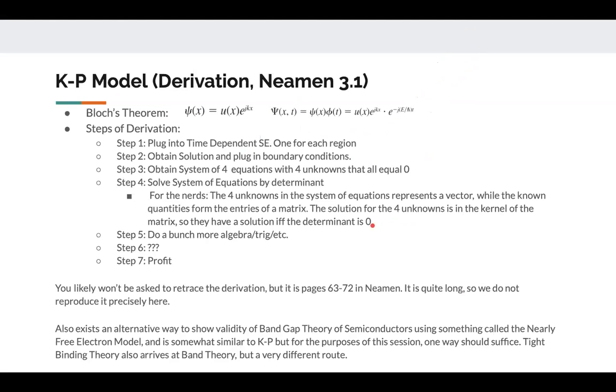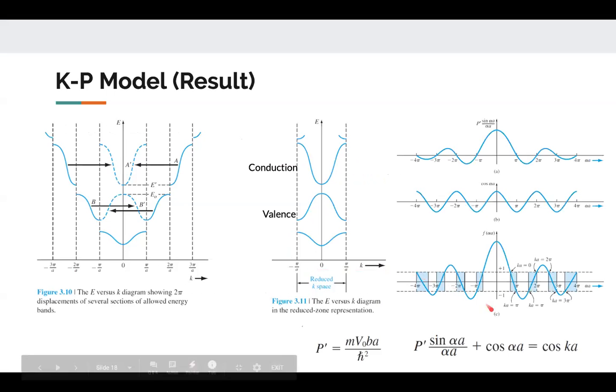Sorry about my lying. So for region 1, you solve the time-dependent Schrodinger equation, and for region 2, you also solve the time-dependent Schrodinger equation. Then you obtain a solution and plug in the boundary conditions, and you get a system of 4 equations with 4 unknowns. You solve the system of equations by a determinant and do a bunch of other stuff. The result you get is that on the left-hand side, you have a function that is a linear combination of a sine plus a cosine, and on the right-hand side, you get another cosine.